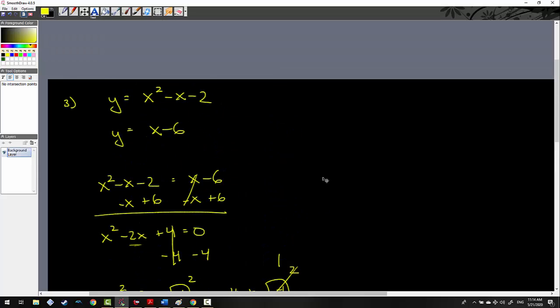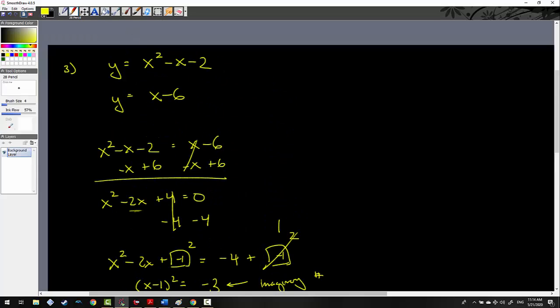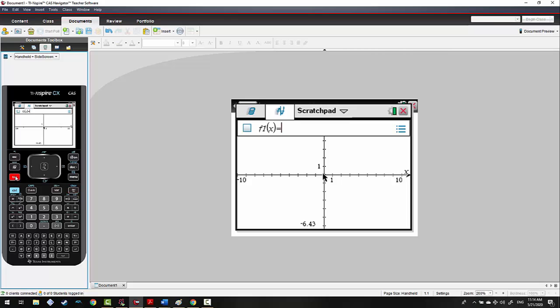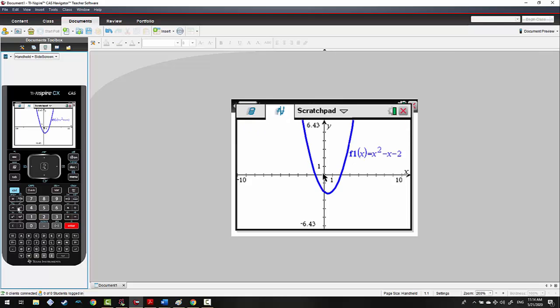But before we move on, let me show you what this looks like in a graph, just to confirm that they will never touch each other. So let's put these in. So x squared minus x minus 2, and then x minus 6. No chance of making contact. That is why we ended up with that imaginary number in our solution when we tried to solve for x. So please keep that in mind. All right, so that is a no intersection situation right there.